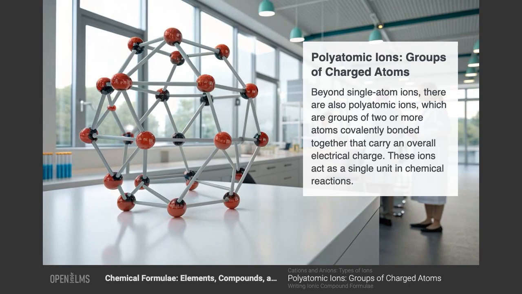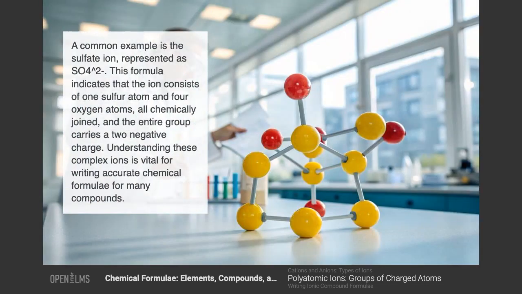Polyatomic ions, groups of charged atoms beyond single-atom ions. There are also polyatomic ions, which are groups of two or more atoms covalently bonded together that carry an overall electrical charge. These ions act as a single unit in chemical reactions. A common example is the sulfate ion, represented as SO4 2-. This formula indicates that the ion consists of one sulfur atom and four oxygen atoms, all chemically joined, and the entire group carries a 2 negative charge. Understanding these complex ions is vital for writing accurate chemical formula for many compounds.